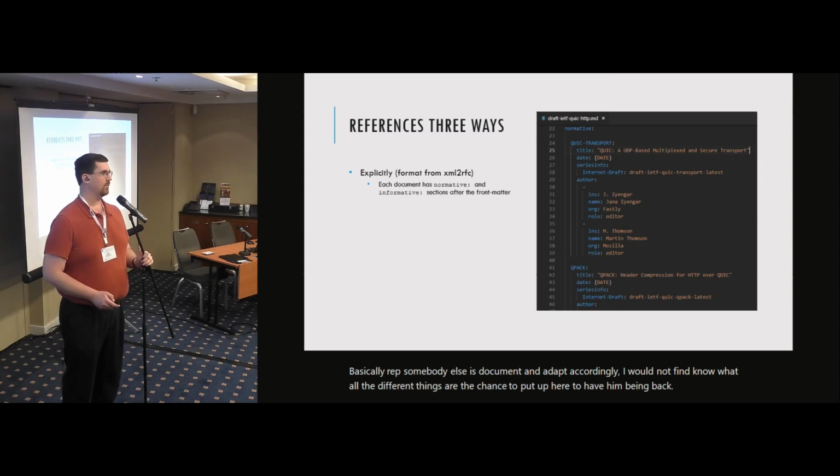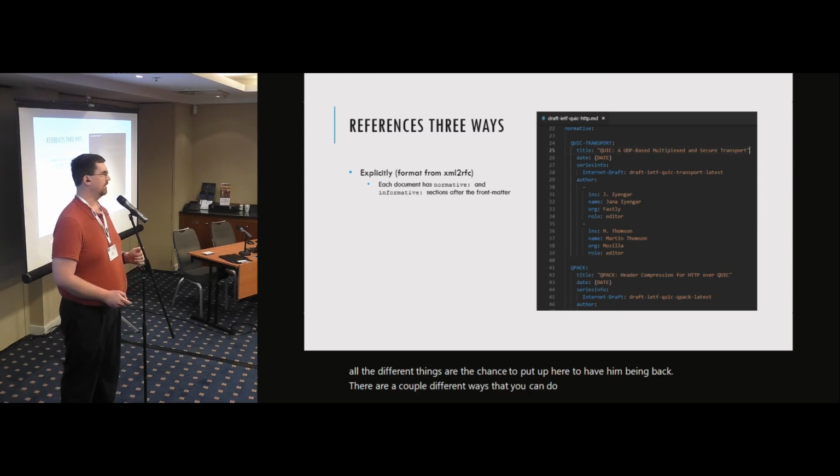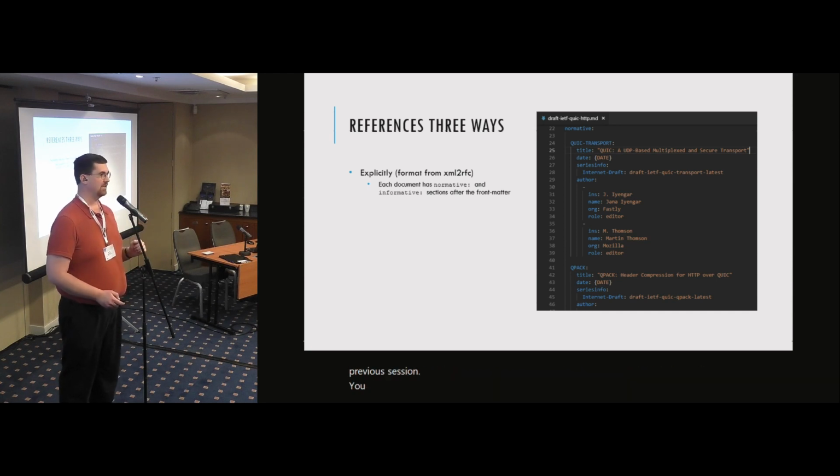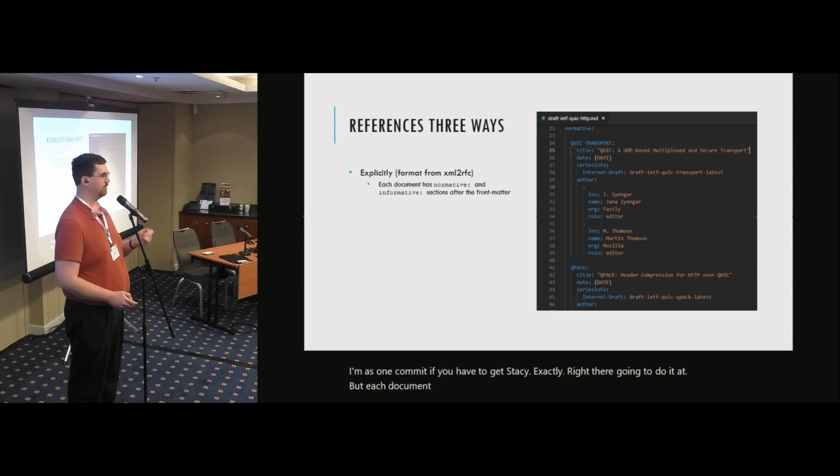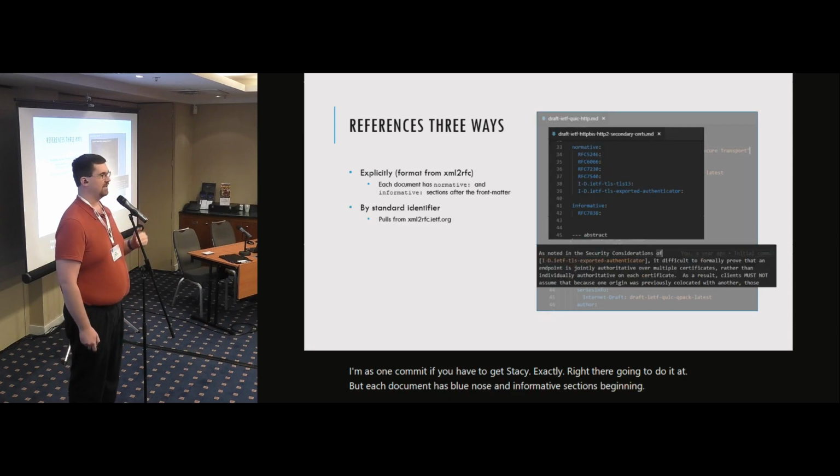There are a couple different ways that you can do references. This was alluded to in the previous session. You can be very explicit and write it out yourself. And this is YAML. As one comment noted, you have to get the spacing exactly right if you're going to do it that way. But each document has a normative and an informative section at the beginning. Or you can explicitly list out the documents and just let it pull from the database of all the RFCs, all the internet drafts.